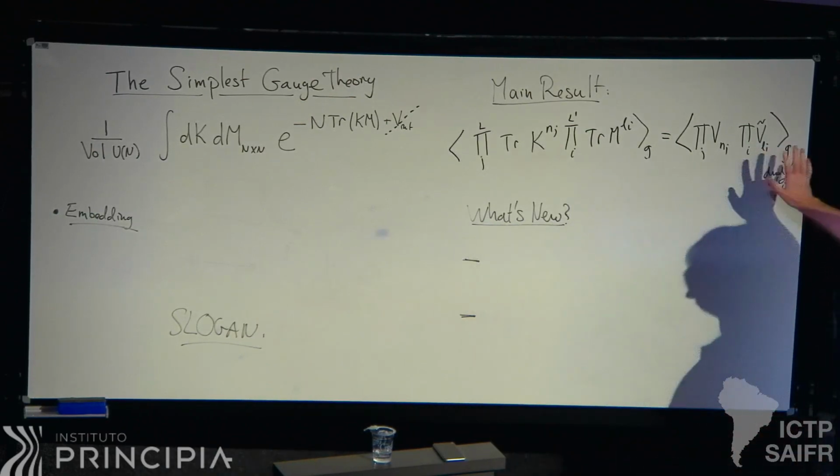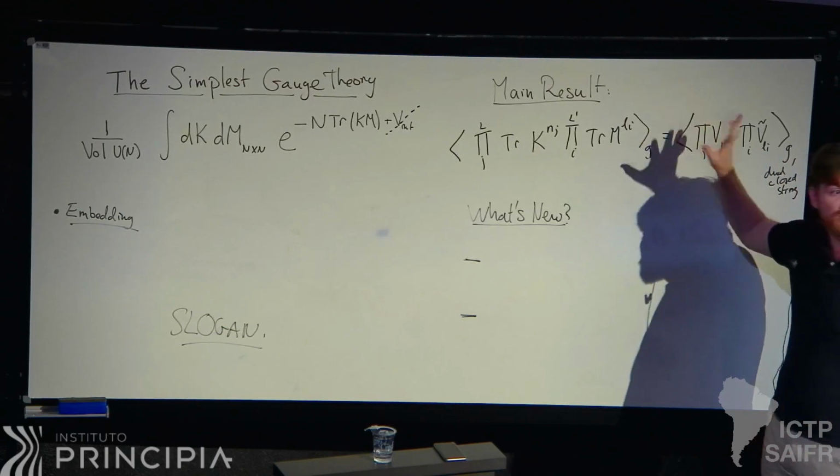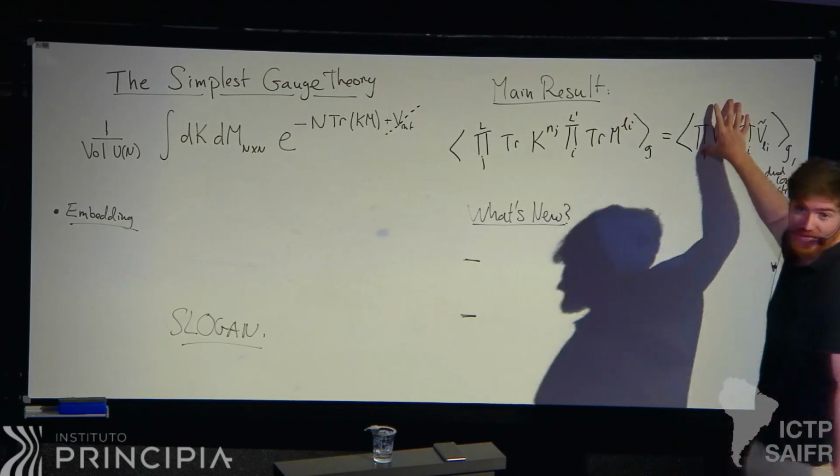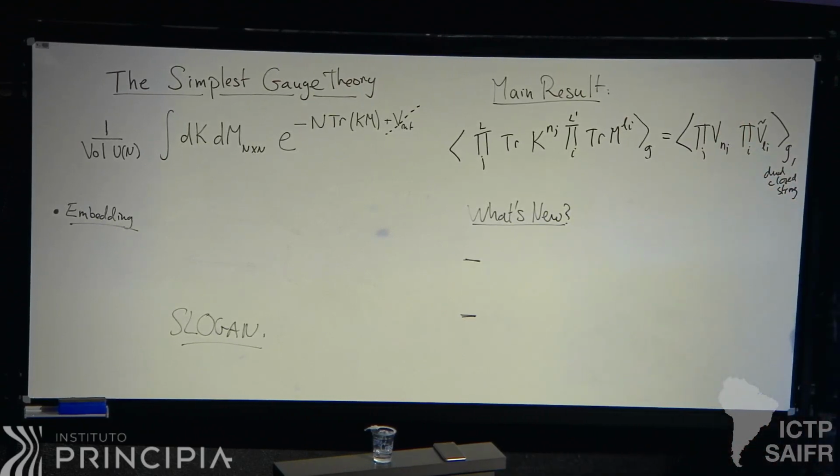So this is a statement to every order in 1/N. This is not just about the planar limit of the gauge theory. This is about understanding the full 1/N expansion of the gauge theory, and understanding the genus expansion as a genus expansion of the dual closed string. So I want to make two comments about this result.